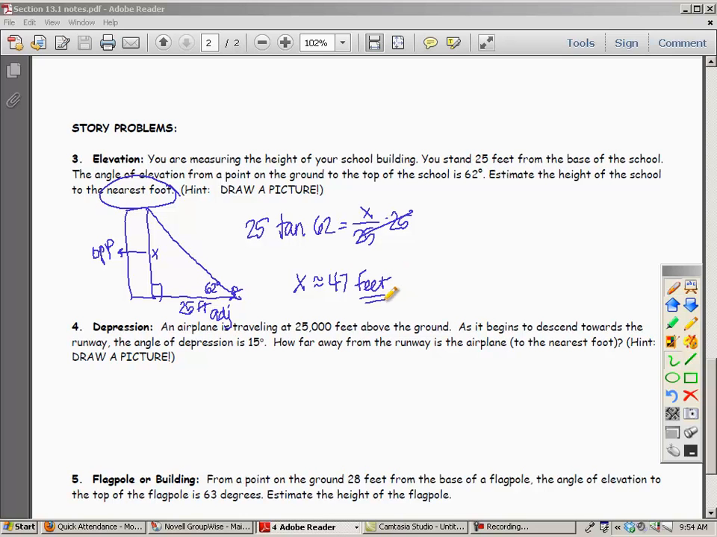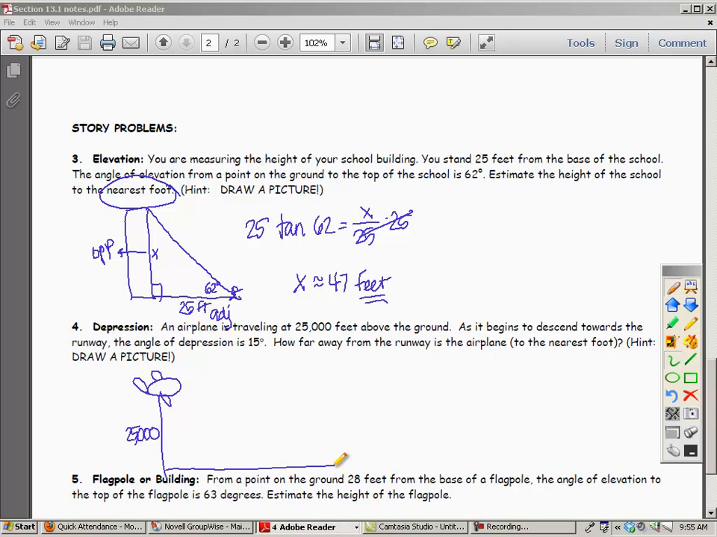Okay, you need the feet because you're talking about a picture, something that has a relevant piece to it. So you do need the label of feet. Okay, so that's the first one. Second one, we're going to talk about the angle of depression. Well, an airplane is traveling at 25,000 feet above the ground. All right, here we go. We have an airplane. An airplane is 25,000 feet above the ground.